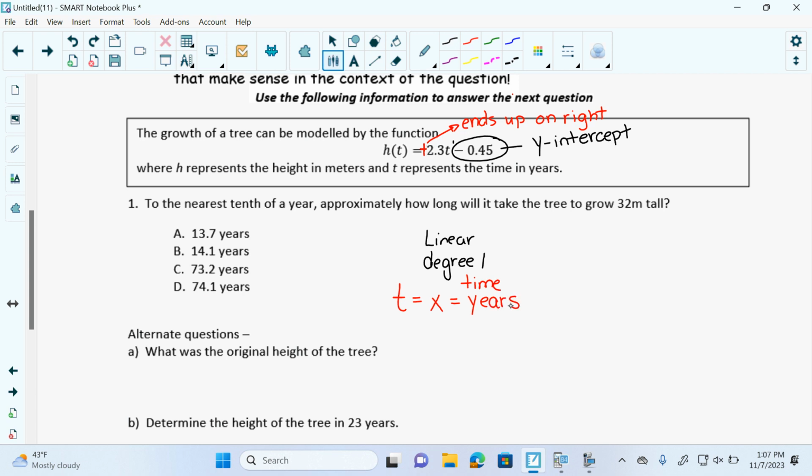And then I label my other thing. What is this? Where's H of T? H of T is in what spot? Normally where Y is. And what is Y? Y is height in what? Height in what? Says it in the question. Meters.